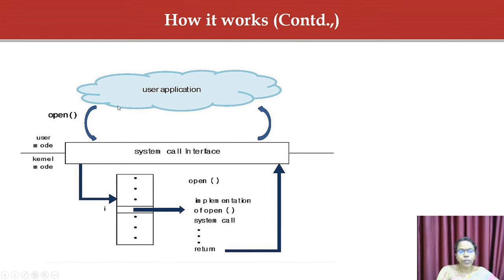When the user application calls a method called open, the program is executed in user mode. When it executes the open method, the system call interface switches from user mode to kernel mode. So in kernel mode the implementation of the open call will be done. Once the implementation is done, it returns to the user. So in this manner the system call is working.